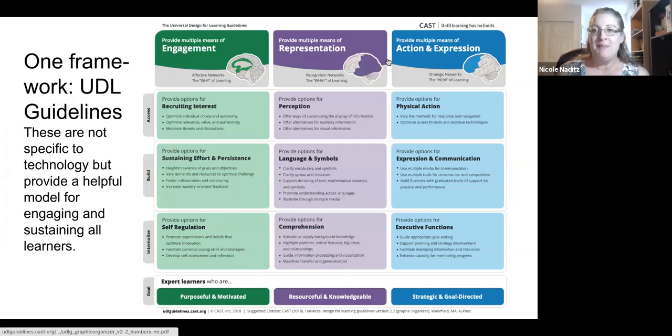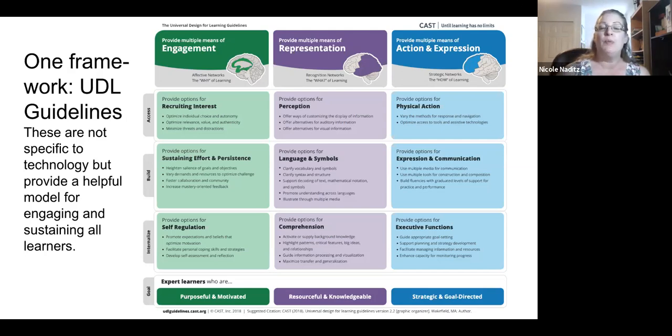One framework, and those of you who've been in any of my trainings in the last couple of weeks will notice that this keeps coming back because it has a lot of applicability across the things we are talking about. But one framework that some teachers might find helpful in terms of a way to look at the learning experiences they're designing, and give it a lens as to the degree to which it will help learners begin that work, continue that work, remain engaged in that work, and so on, is the UDL, or Universal Design for Learning guidelines. And they are not about technology, but these guidelines can be a helpful model for engaging and sustaining all of our learners.